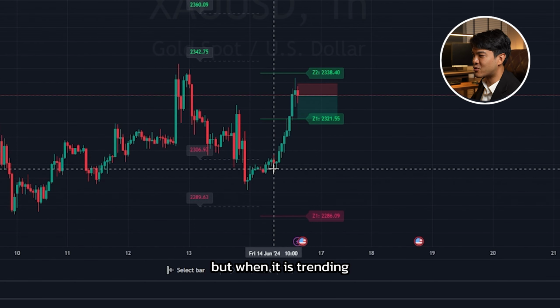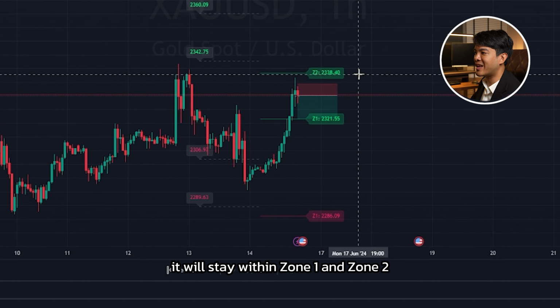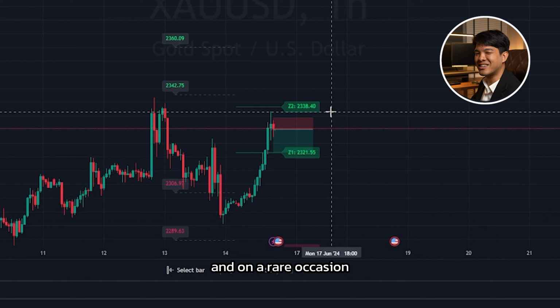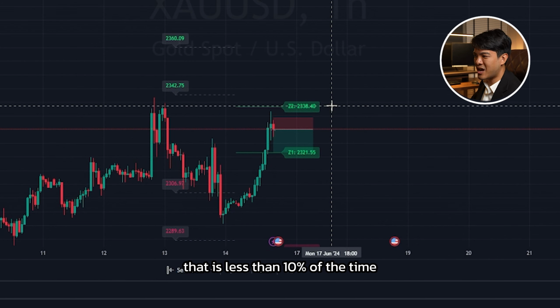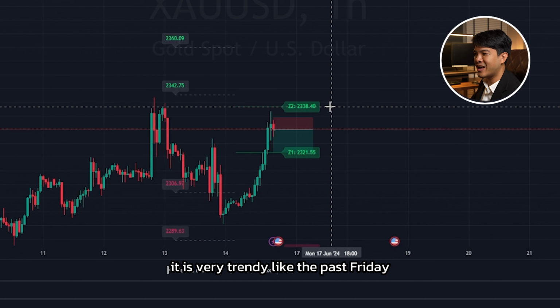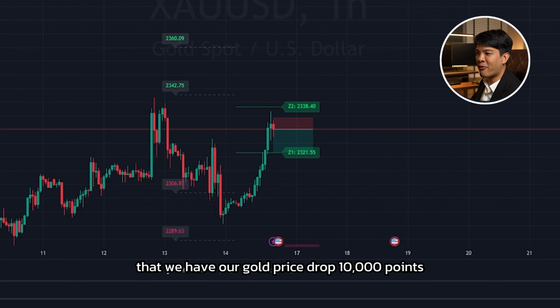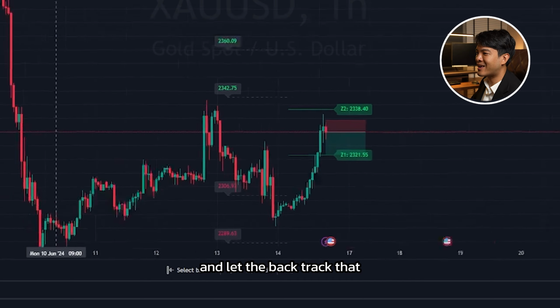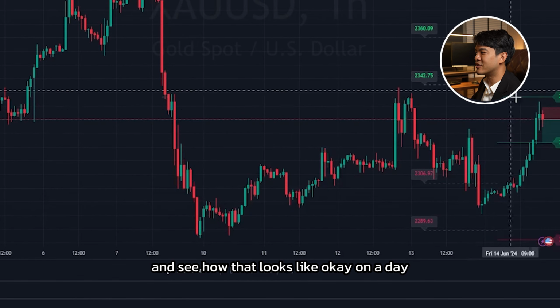But when it is trending, it will stay within zone 1 and zone 2. And on a rare occasion, that is less than 10% of the time, it is very trendy, like the past Friday that we have our gold price drop 10,000 points. And let's backtrack that and see how that looks like, okay?